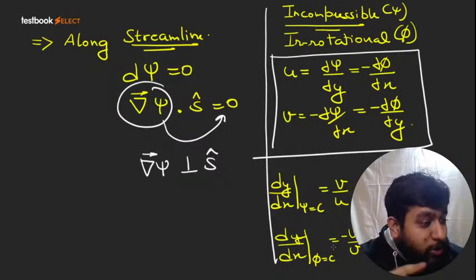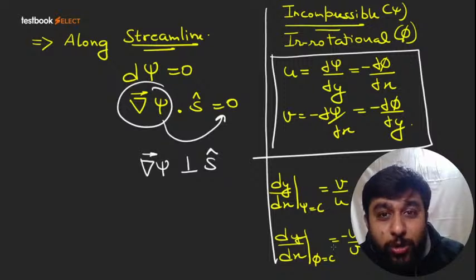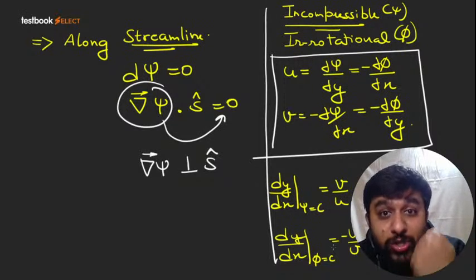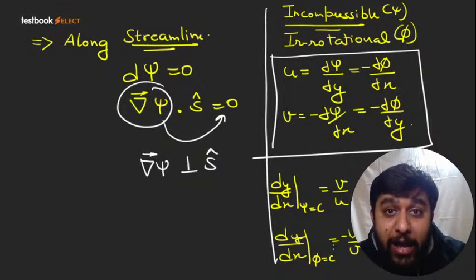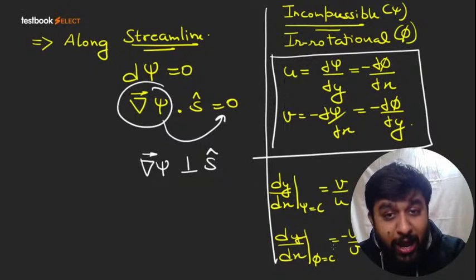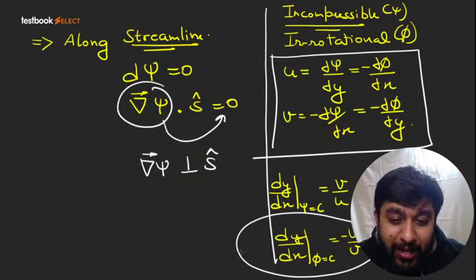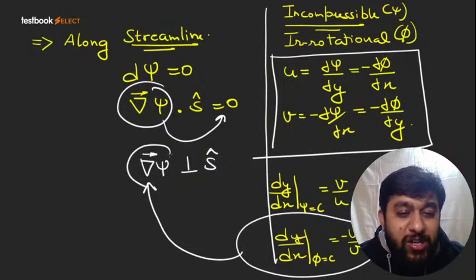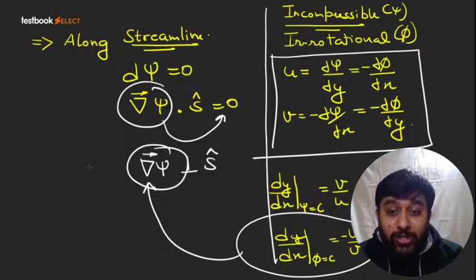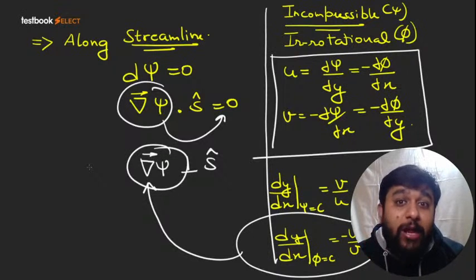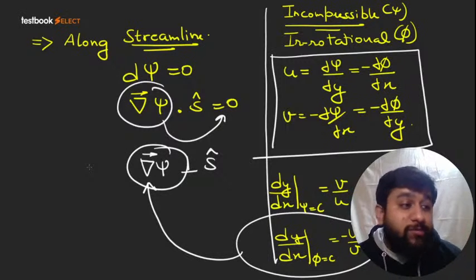Now, what is the product of the two slopes? The product of the two slopes is minus 1. So you say the equipotential line is perpendicular to the streamline. This means the equipotential line is along the gradient of stream function. Equipotential line is perpendicular to streamline, therefore equipotential line is along the gradient of stream function.